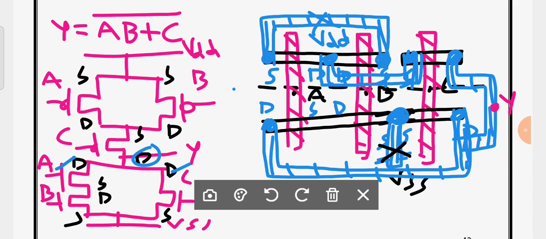In this way you have to design the stick diagram of any Boolean expression, complex or normal, using CMOS. Is it clear?